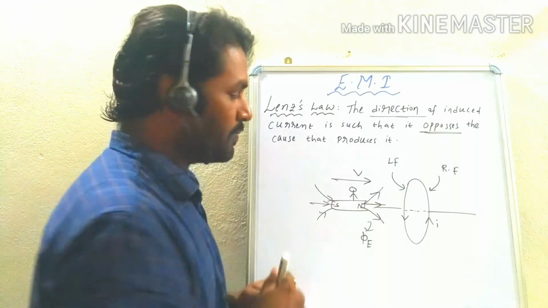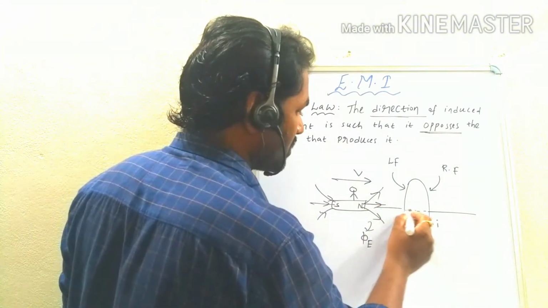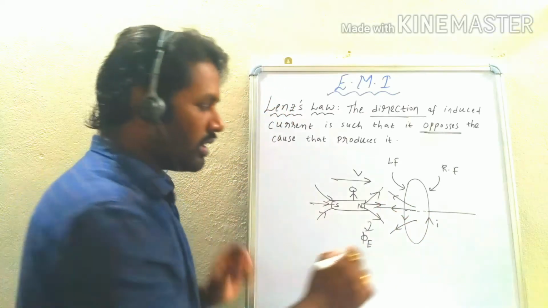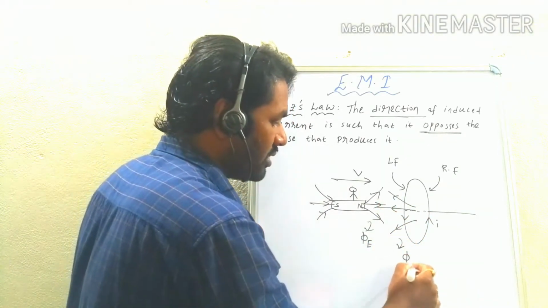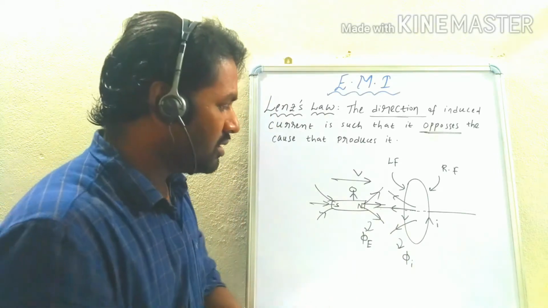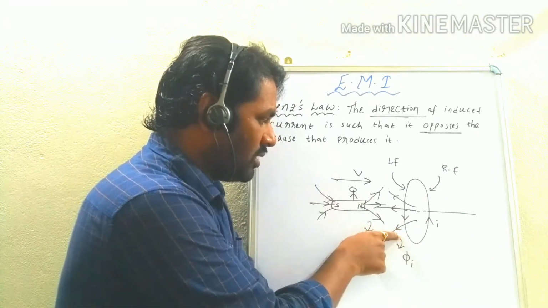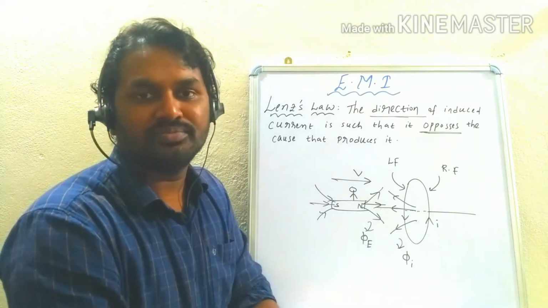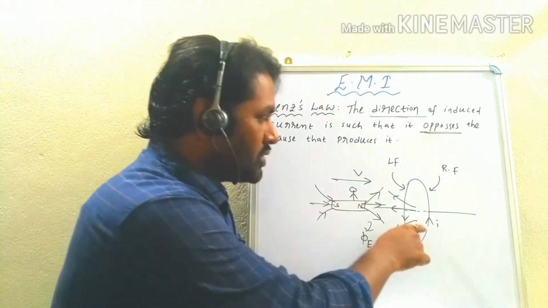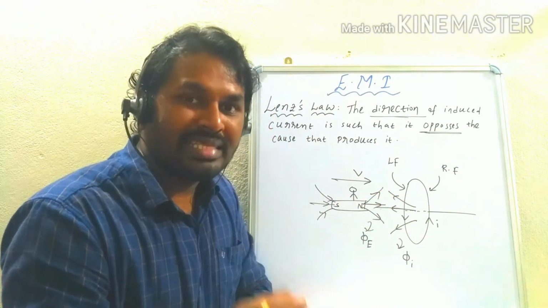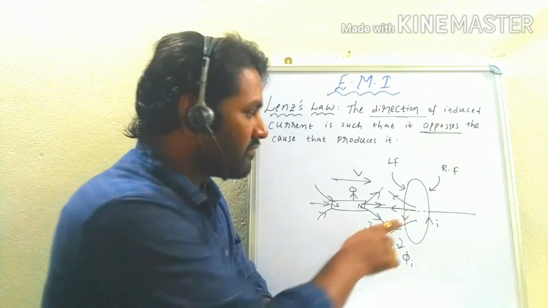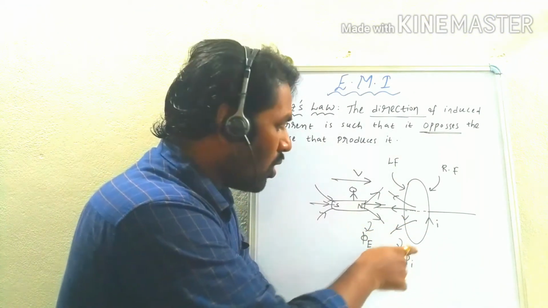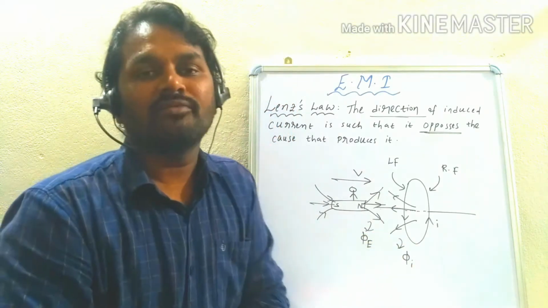Now I am drawing the induced flux. These are the lines, and it is named phi I. See clearly, this induced flux is opposite to the external flux, which means opposition. The induced current is set in the coil in such a way that the flux due to this current, named the induced flux, always opposes the external flux.